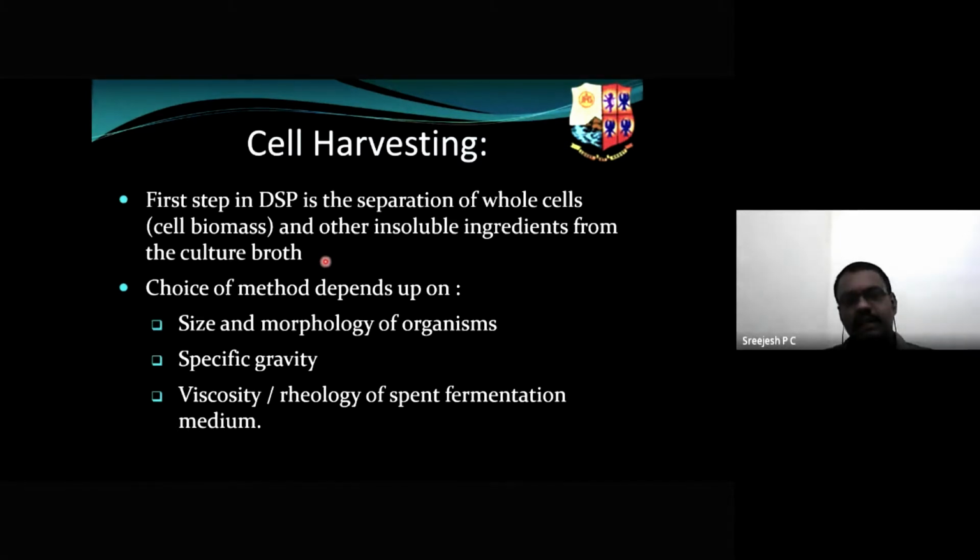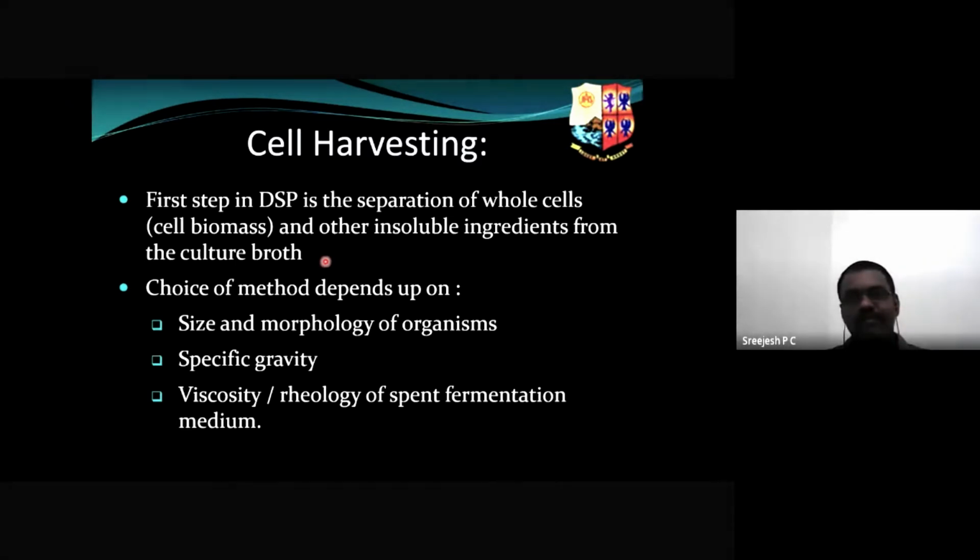Now, as I mentioned, there are various methods. What method we will be choosing will depend upon what type of organisms you want to separate and what their morphology is. Based upon that, we can choose a particular method for the separation. We will also need to consider other parameters like the specific gravity of the solid particle and even the viscosity of the fermented medium.